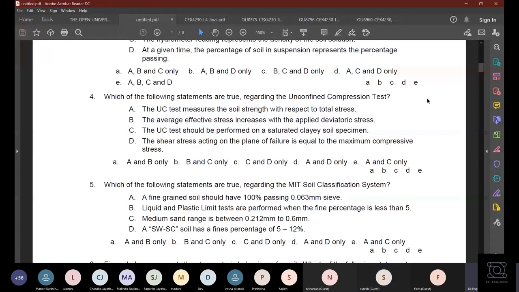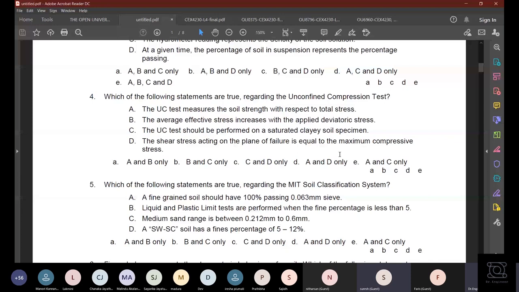To measure the pore water pressure, you have to do a triaxial test, right? So it's a different setup. So here statement A is correct, right? If statement A is correct, either our answer would be option A, option D, or option E, right? So the next, the average effective stress increases with the applied deviatoric stress, right? So the average effective stress increases with the applied deviatoric stress.